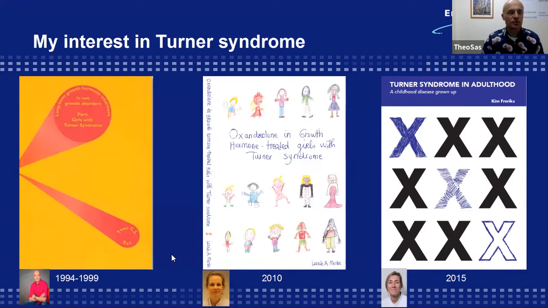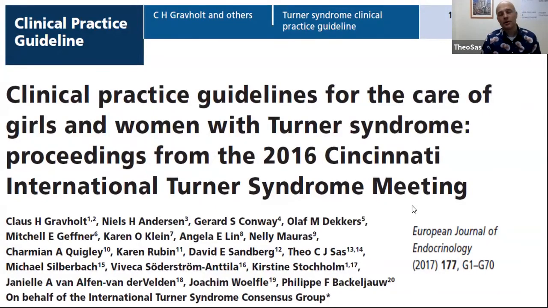And my interest in Turner syndrome started in the previous century, the last century, by working for 5 years on my thesis. And I had the opportunity to be involved in the study about oxandrolone in growth hormone untreated girls in Turner syndrome, and we have done a follow-up study. And what we have learned is that Turner syndrome is more than growth and puberty, and of course the hormones are very important, but there are a lot of other factors which are important in Turner syndrome.